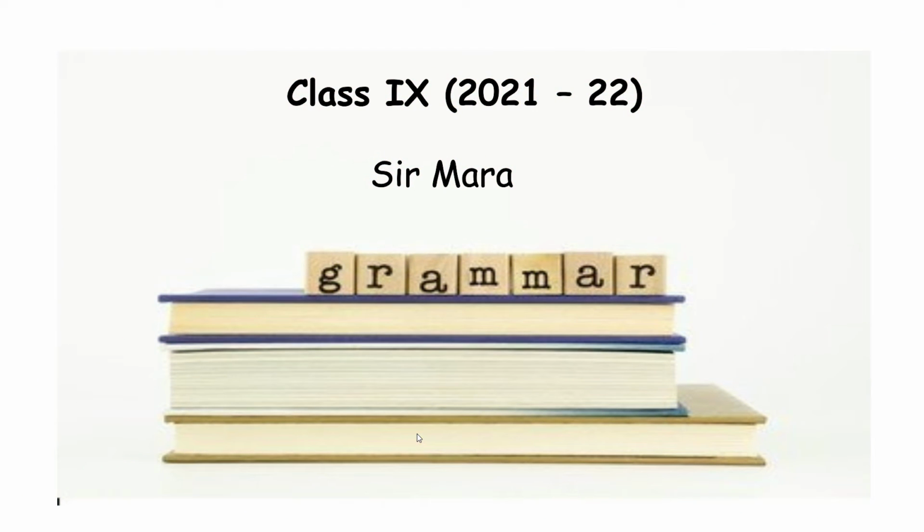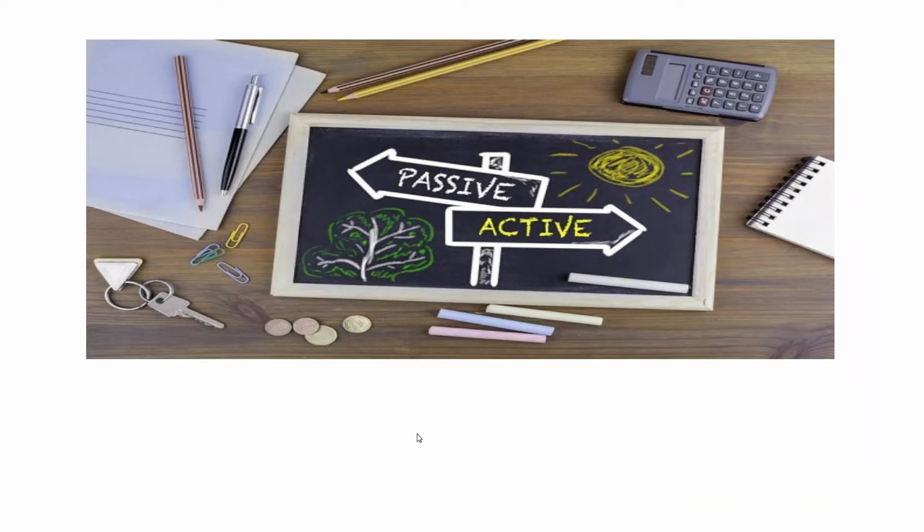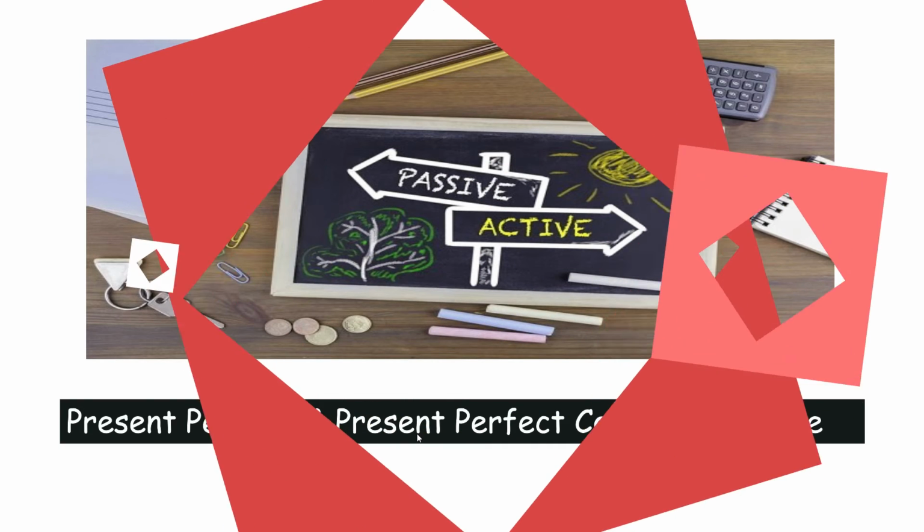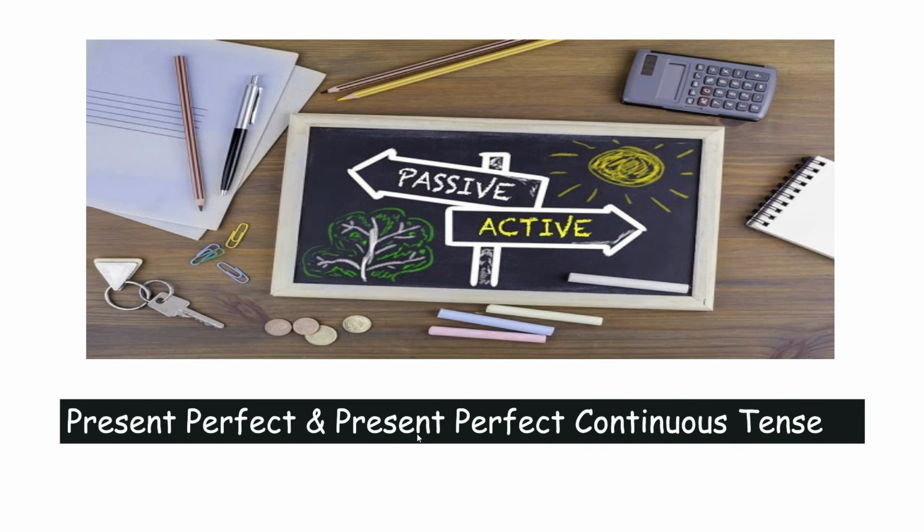In the previous classes, we have explained all the changes that happen in the simple and the continuous tense of the passive voice. And for today's class, we will be doing changes that happen in the present perfect and the perfect continuous tense of the passive voice.